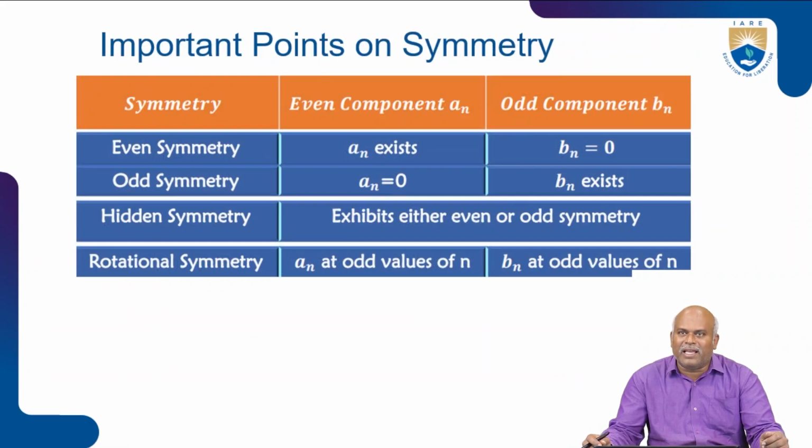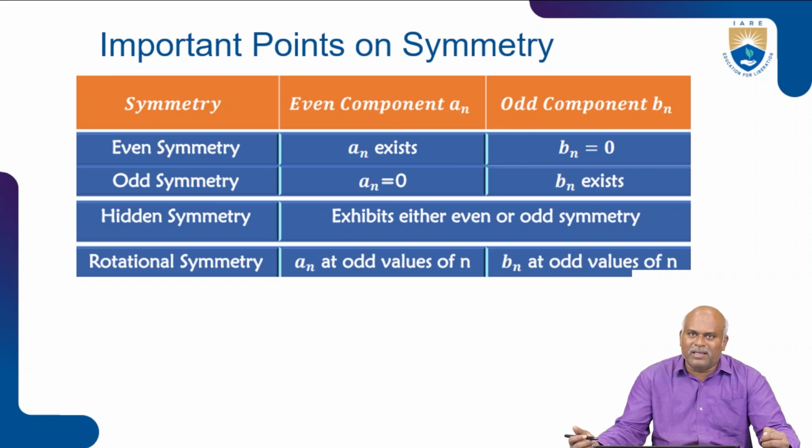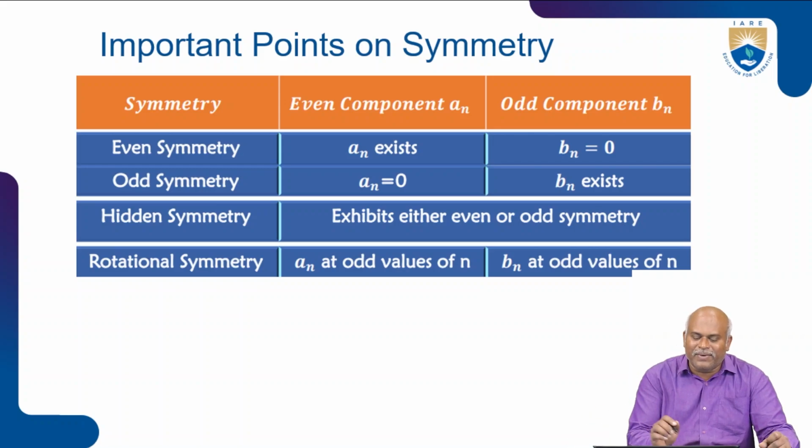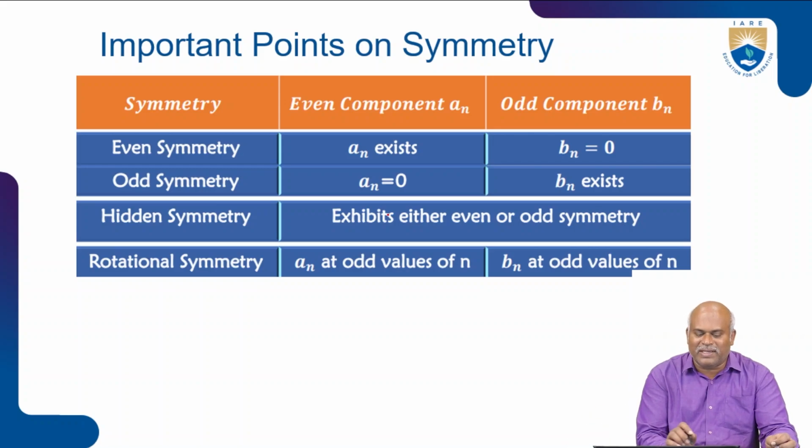Next, we go for the important points of the Fourier series. If the signal is represented as even, odd, hidden or rotational symmetric, then what is the relation of the Fourier series coefficients for the even condition and the odd condition? First we take the even symmetry condition. In the even symmetry condition, only the even component A of n is going to be present. But the odd component B of n is equal to 0.